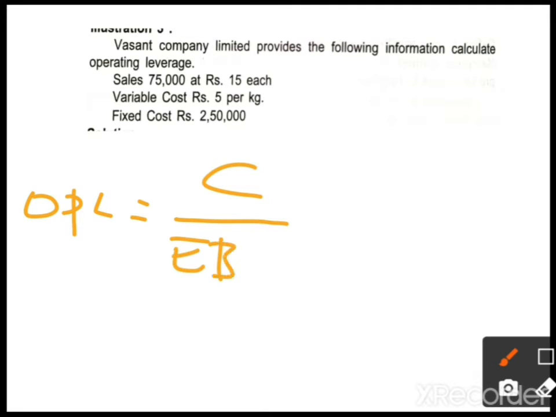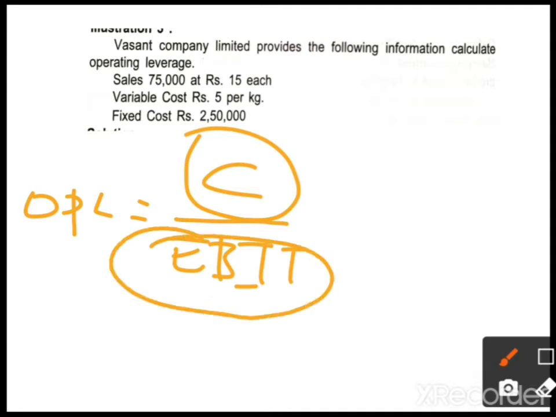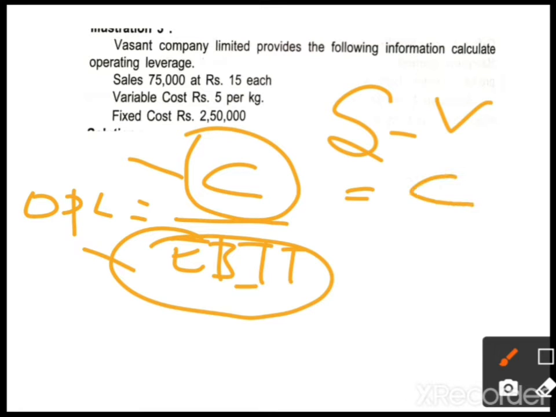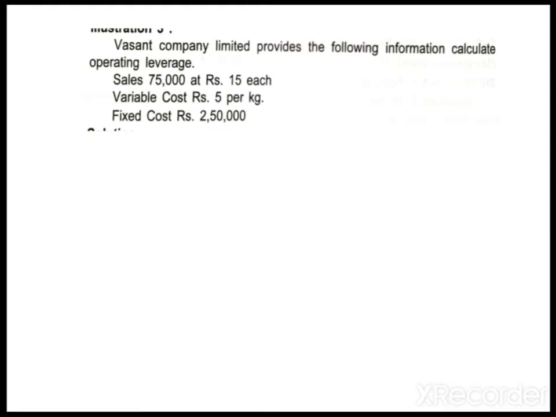Okay. So then we don't have the contribution, and we don't know the EBIT either. So first we have to calculate the contribution, then we have to identify the EBIT. So how do we identify the contribution? Sales minus variable cost, we will get the contribution. Again, contribution minus fixed cost, then we will get the EBIT. Okay, so let's read the problem.